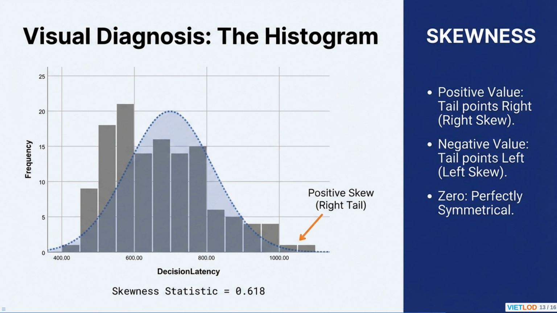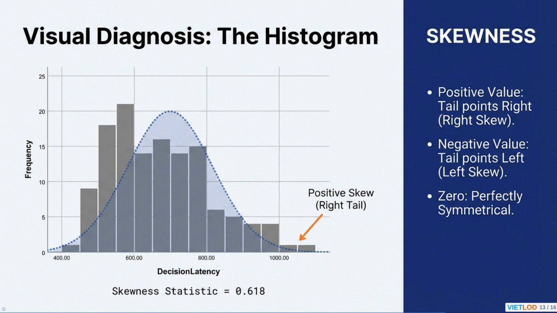This histogram offers a crucial visual diagnosis of our decision latency data. We can immediately observe that the distribution is far from symmetrical. The data points are largely concentrated towards the left side of the graph, creating a clear peak, while a long, extended tail stretches out towards the right. This characteristic shape indicates what we call a positive skew, often referred to as a right skew.